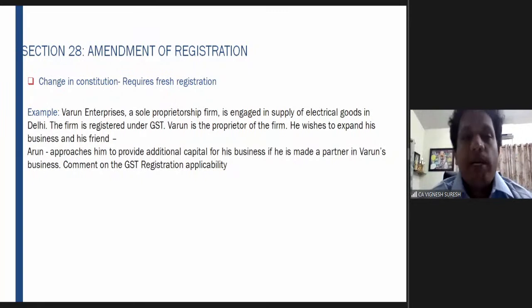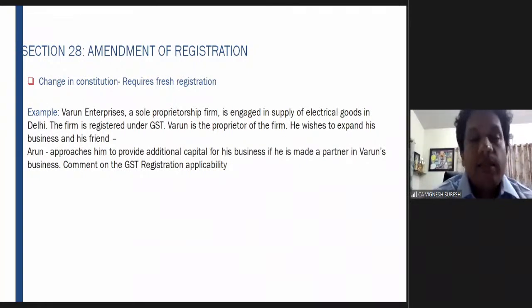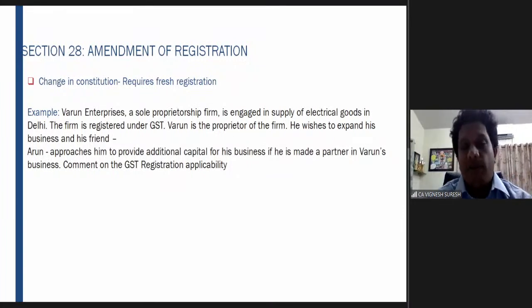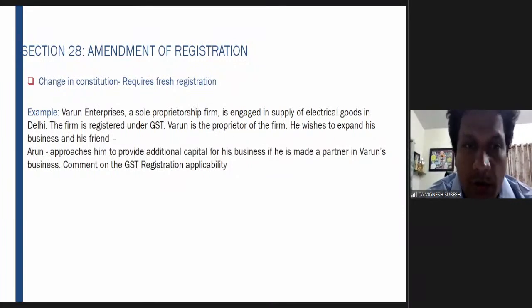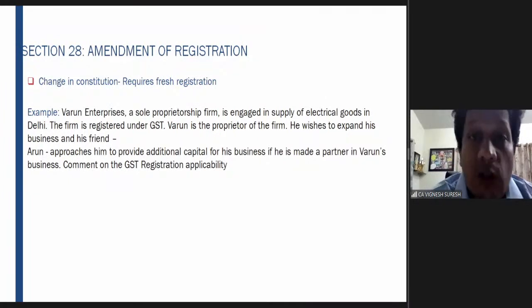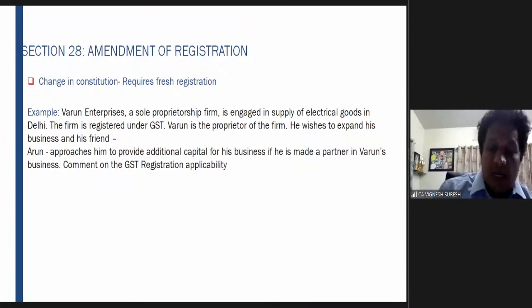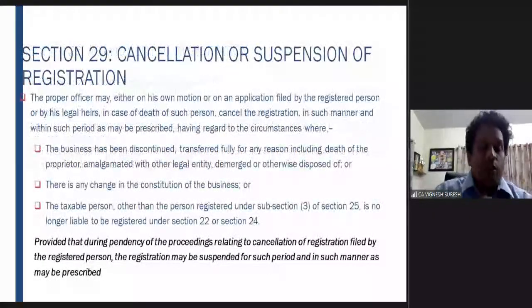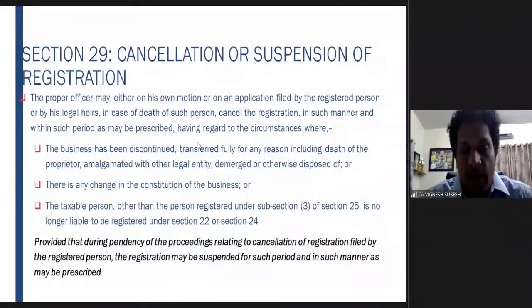So in this particular situation, it is very clear that there is a change in constitution. So once there is a change in constitution, Section 28 will not be applicable. Straight away, a fresh registration for a partnership firm is required, because it is very simple. The sole proprietorship will be associated with the PAN number of the respective individual. But in case of a partnership firm, a totally new PAN number will come. That is why a fresh GST registration is required. So that was your Section 28 with regard to amendment of registration.